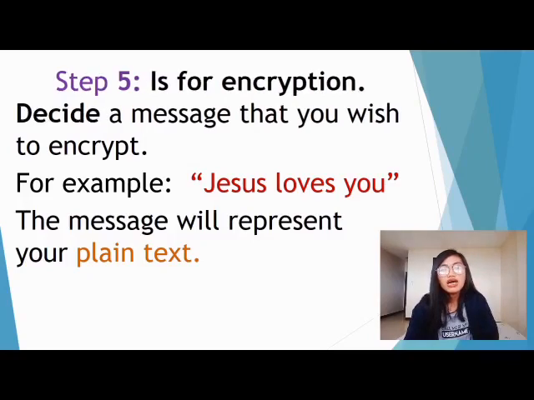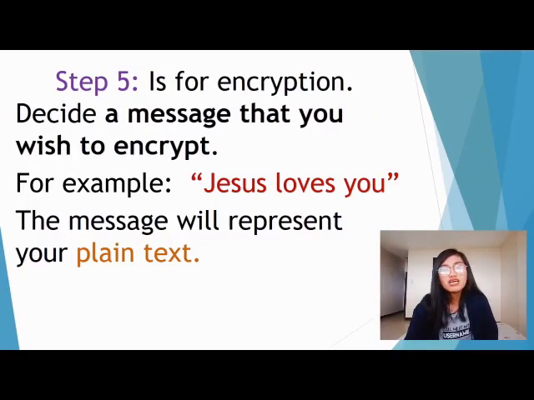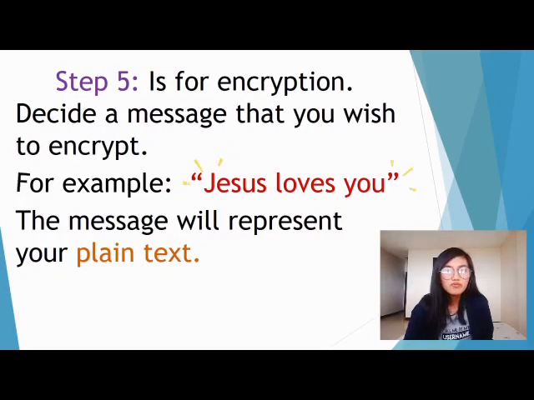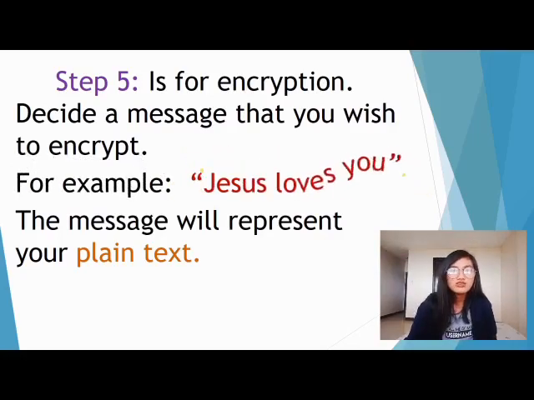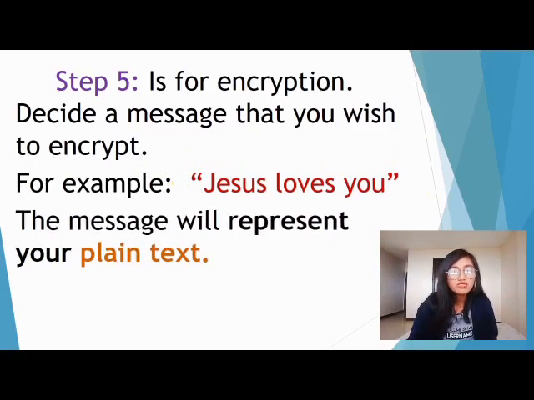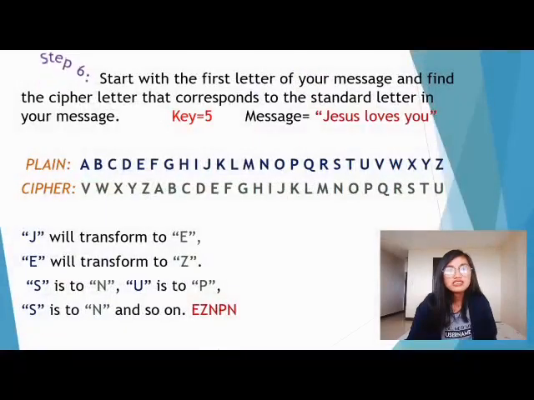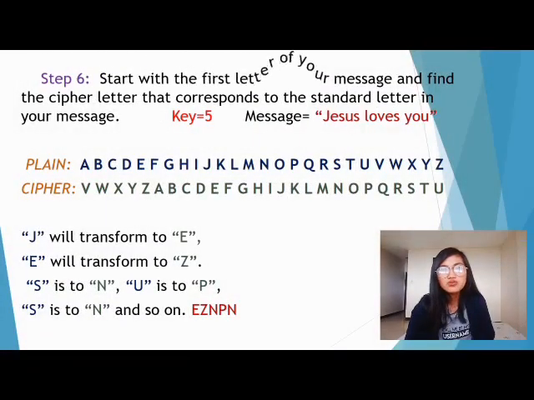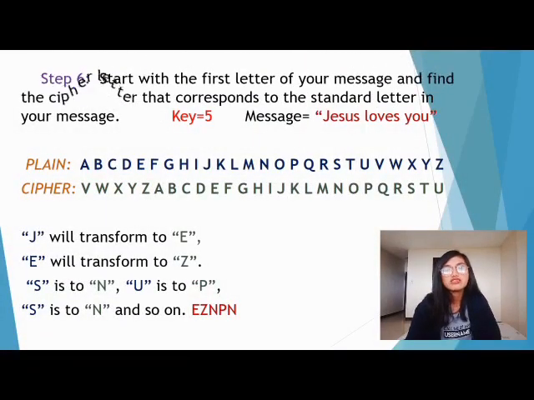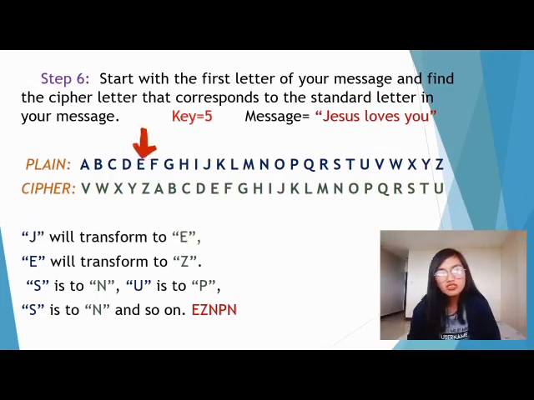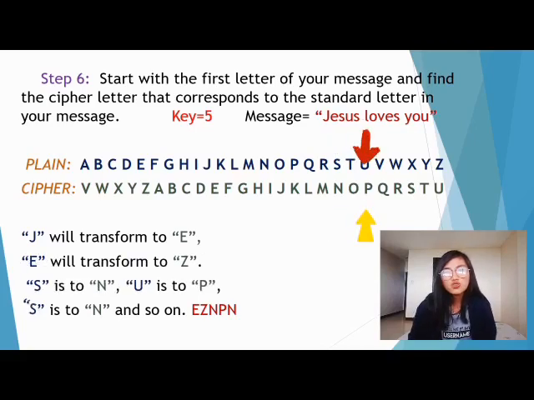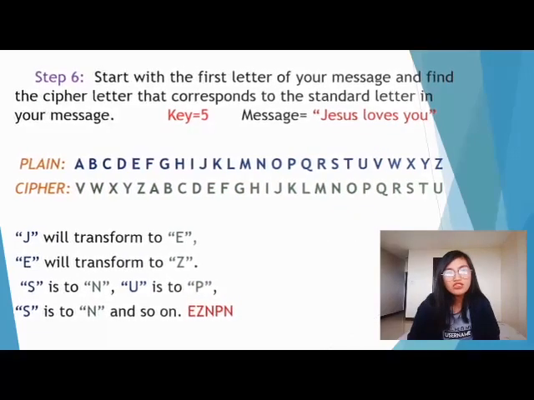Step 5. Step 5 is for encryption. Decide a message that you wish to encrypt. For example, Jesus loves you. The message will represent your plain text. Step 6. Start with the first letter of your message and find the cipher letter that corresponds to the standard letter in your message. So the result is J will transform to E, E will transform to Z, S is to N, U is to P, S is to N, and so on.